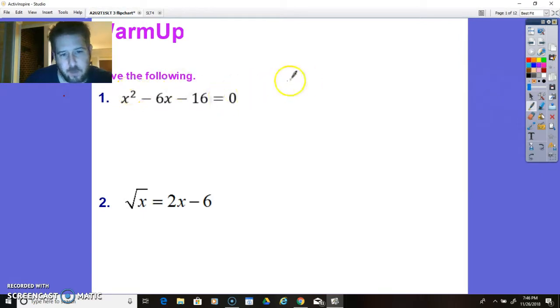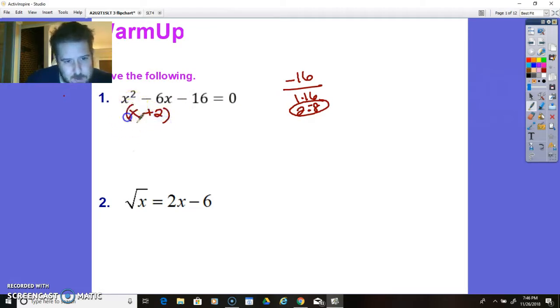So what two numbers give you negative 16, but also add up to negative 6? So it's not 1 times 16. It's not 2 times... Oh, it is 2 times 8. So 2 times 8, and it has to be the 8 that's a negative one. So 2 times negative 8 is negative 16, and 2 plus negative 8 is negative 6. So that's x plus 2 times x minus 8.